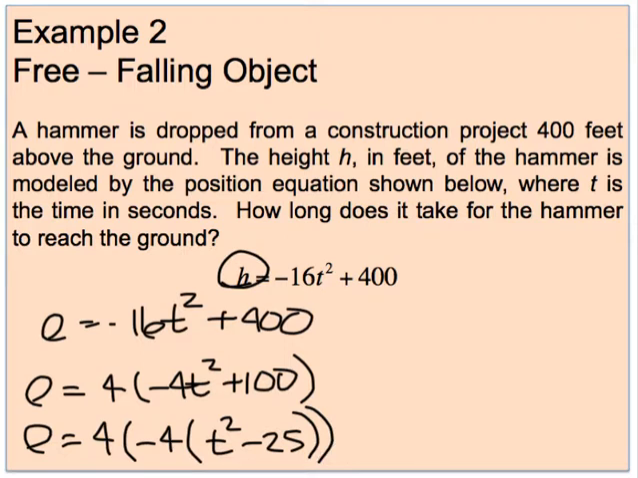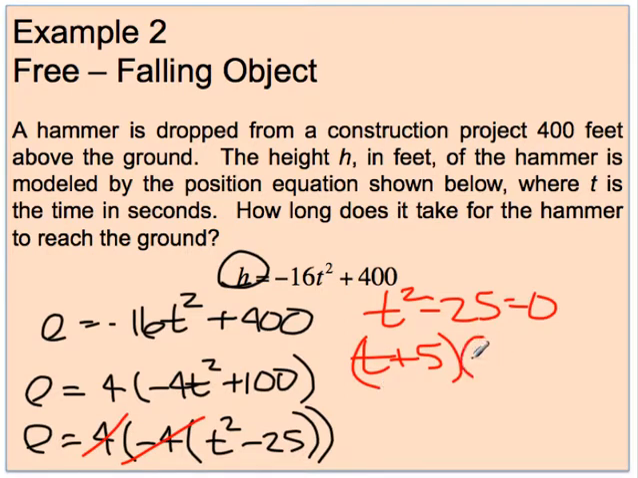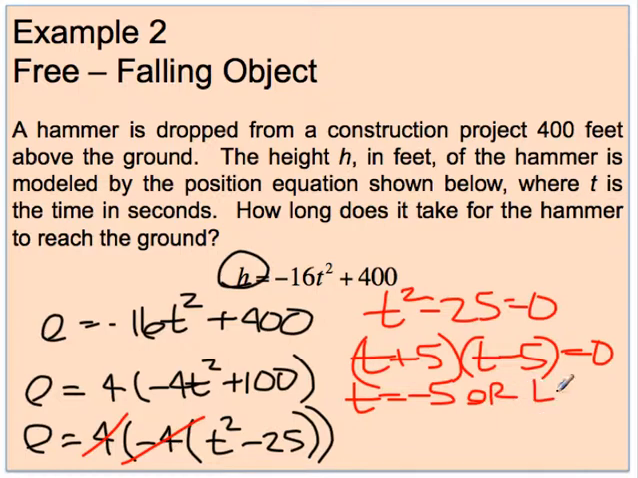Now, 0 divided by 4 is going to cancel, so I can just divide both sides by 4 to get rid of that. By that same logic, I can divide both sides by -4, and the resulting equation is t squared minus 25 equals 0. This equation factors as t plus 5 times t minus 5. And that equals 0. So t equals -5, or t equals +5.